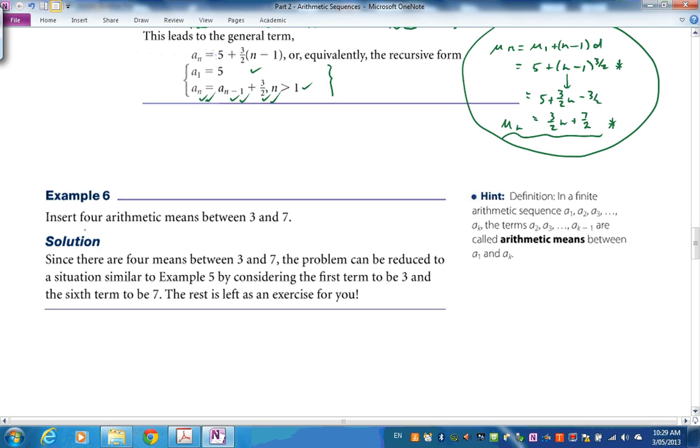Now, insert 4 arithmetic means between 3 and 7. That's interesting. Do you realise, you wouldn't have seen this before, if you have an infinite arithmetic sequence, the numbers in between here, A2, A3, etc., are called the arithmetic means between A1 and AK, for example.